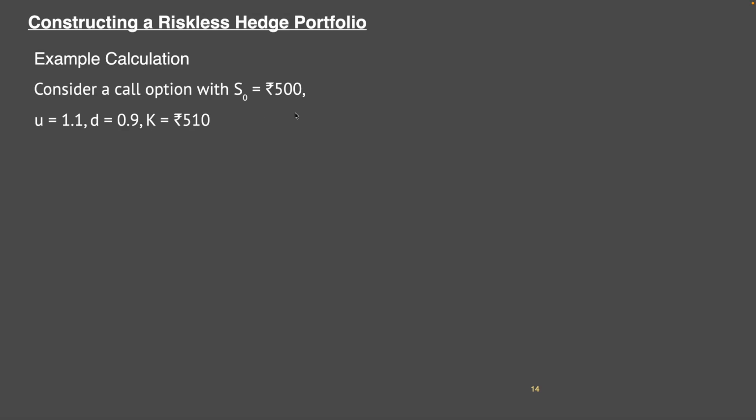If you want to understand the binomial tree model, first you should know what is a call option, what is a put option, what is strike price, and what is the time frame of the option. You should be aware of all these things, and only then will you be able to understand the binomial tree in a better way.